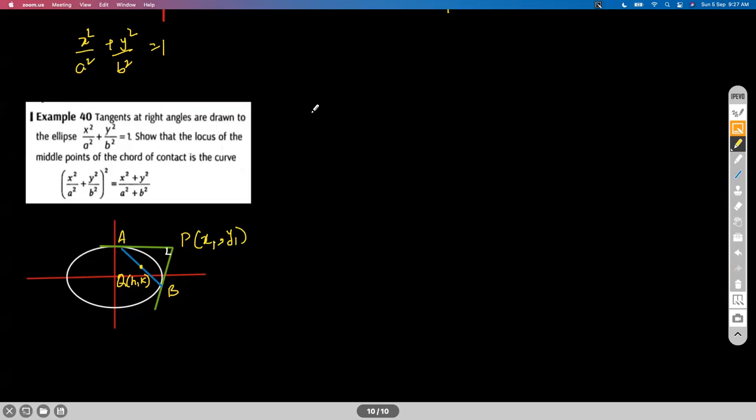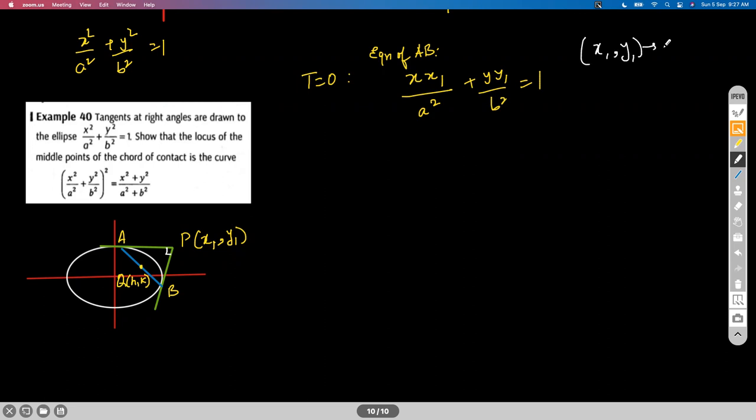Chord of contact is T equal to 0. We have already seen it. So that means your equation of AB is going to be xx1 by a square plus yy1 by b square equal to 1. Now, at the same time, be very careful. x1, y1 basically lies on the director circle. We will use this a little later on. As of now, we'll keep it in terms of x1, y1.